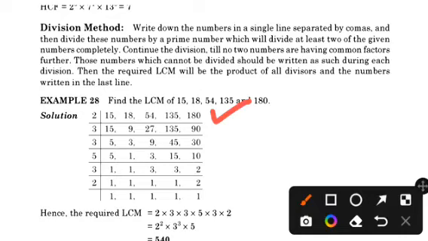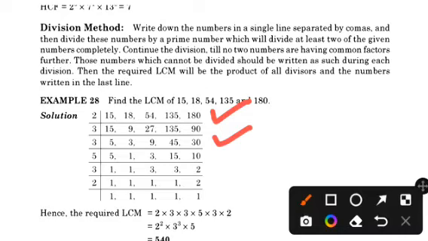Now only one number in the list 15, 9, 27, 135 and 90 is divisible by 2, so we are not going for only one number, so we try another number, 3. Most of the numbers are divisible by 3, so we get 3 5s are 15, 3 3s are 9, 3 9s are 27, 3 45s are 135 and 3 30s are 90. Again dividing by 3, 5 is not divisible by 3, so 5 stays in the same place, 3 1s are 3, 3 3s are 9, 3 15s are 45 and 3 10s are 30.